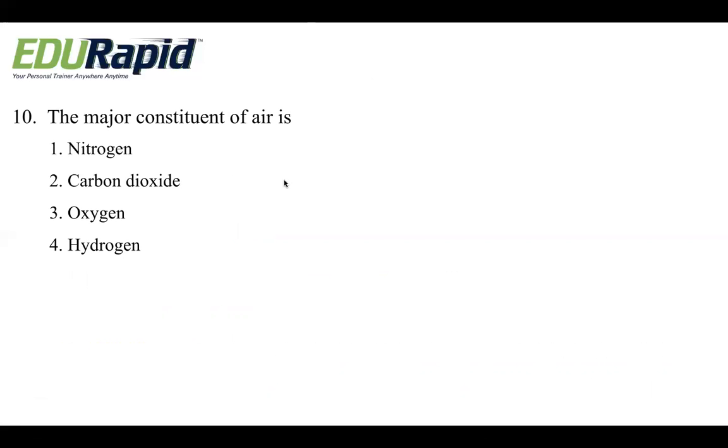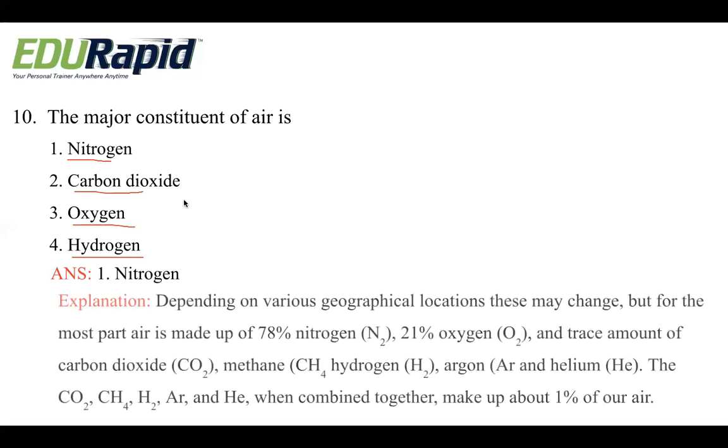The major constituent of air is, which is the major constituent of air out of all the 4 gases, which is found in high concentration? Is it nitrogen, carbon dioxide, oxygen or hydrogen? Any answers, any guesses? You should have knowledge of the constituents of air. So it is nitrogen. What is the answer? It is nitrogen.